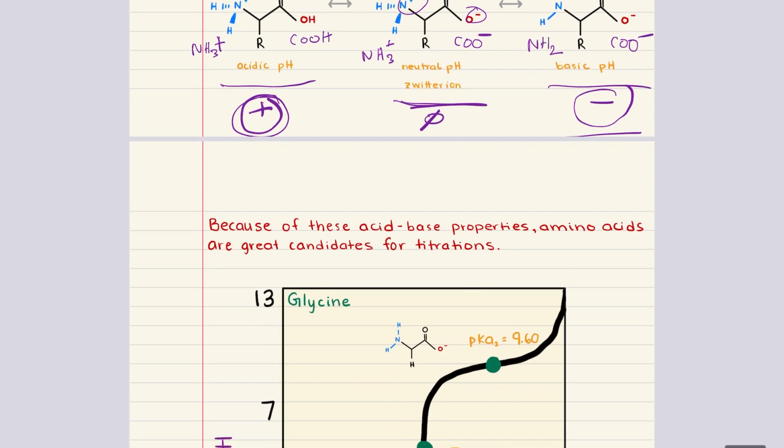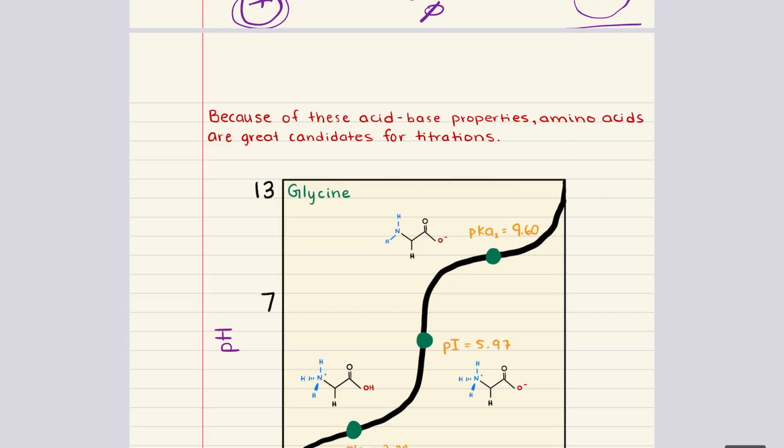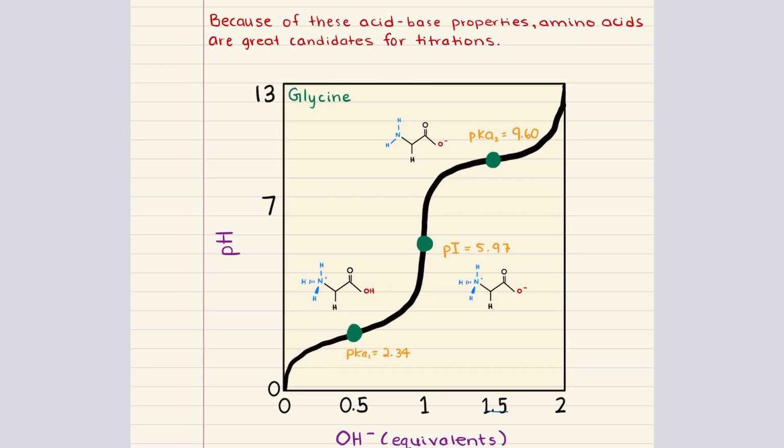Because amino acids have both acidic and basic groups, they're excellent candidates for titration experiments. Their ability to gain and lose protons at specific pH values allows us to study how their charge changes across the pH scale. Let's take a closer look at the titration curve of glycine. In this case, we're going to be starting with a 1 molar glycine solution and gradually adding base in the form of hydroxide ions. On the x-axis, we track the amount of base added, and on the y-axis, we monitor the pH of the solution.